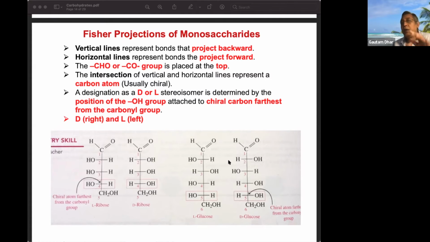Now, you don't need to memorize the structures, but I will give you a structure and I'll ask you a simple question like, tell me whether it's L or D isomer. So just look at the chiral carbon that is farthest from the aldehyde. If it is to the left, it is L. If it is to the right, it is D.